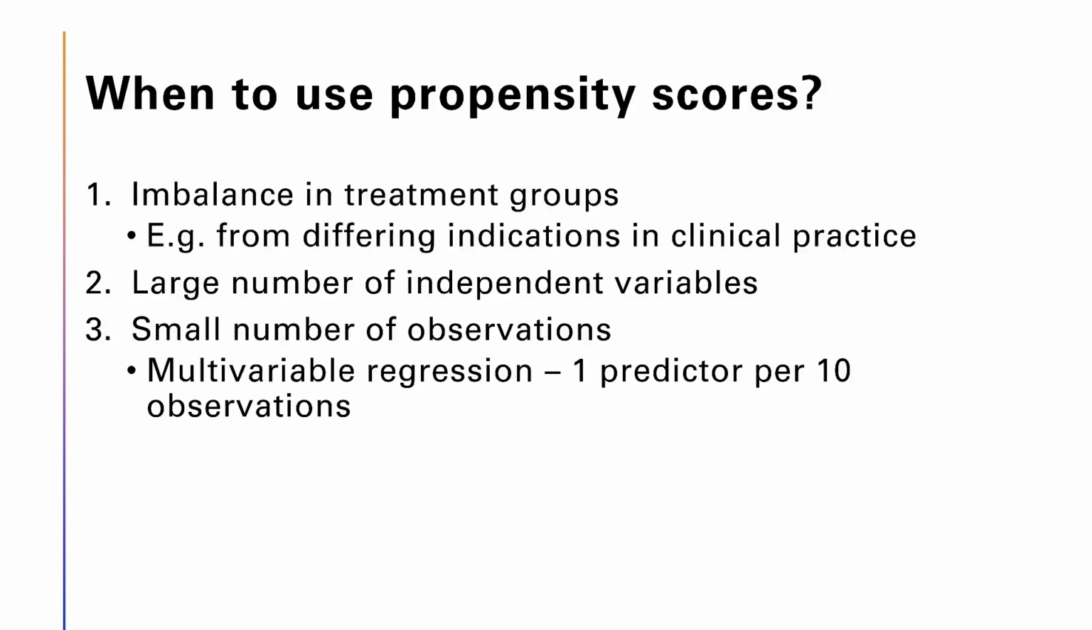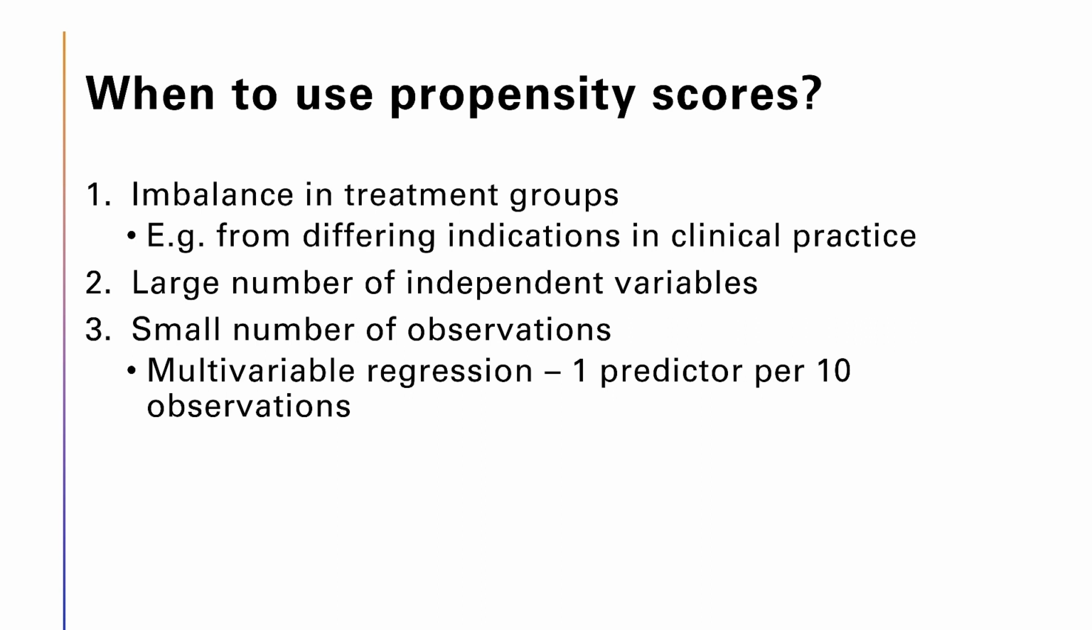So now we have a better understanding of propensity score. Let us see when it is appropriate to use this technique. Firstly, propensity score analysis is useful when there's imbalance in treatment groups. This can be a result of differing indications in clinical practice, for example, when one treatment is preferred in older or sicker patients. Propensity scores are also preferred in situations where there are a smaller number of data points but a large number of independent variables.